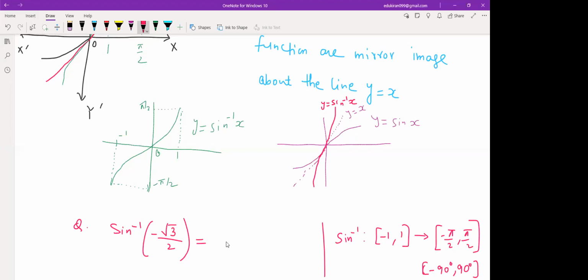So 60. But at 60 degree, we get root 3 by 2. This is minus root 3 by 2. Minus 60. Yeah, minus 60. That is minus pi by 3. So this will be our answer. This is how we see how the inverse function gives you the angle. Because we have to keep in mind the principal value region always. Our answer should lie in the principal value region.